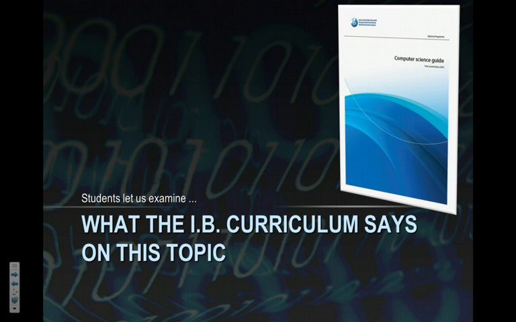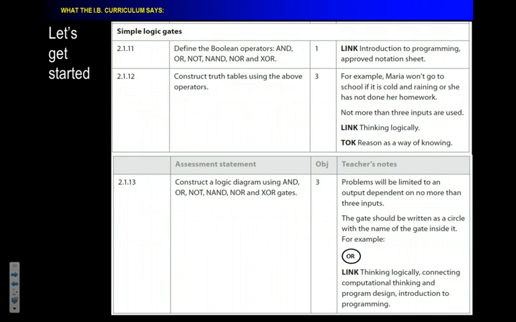First, we'll take a look at what the IB curriculum says you need to know in this unit. So it's another piece of this curriculum point at this part. Okay, so here's what we need to know by the end of this. We need to define the Boolean operators AND, OR, NOT. I think you guys know those ones, but here we get some new ones: NAND, NOR and XOR, which actually the cool kids pronounce XOR.